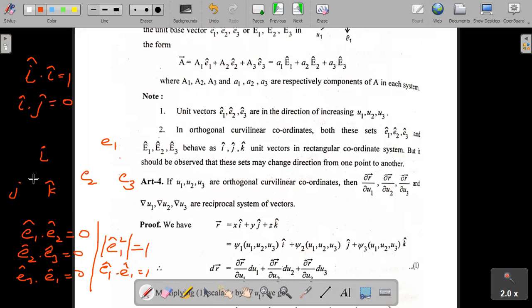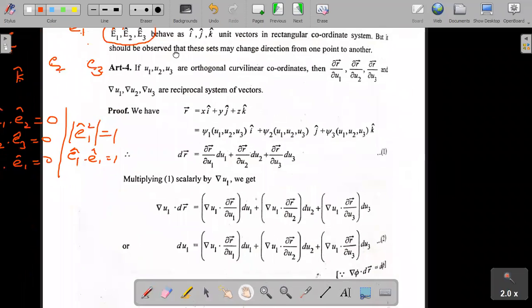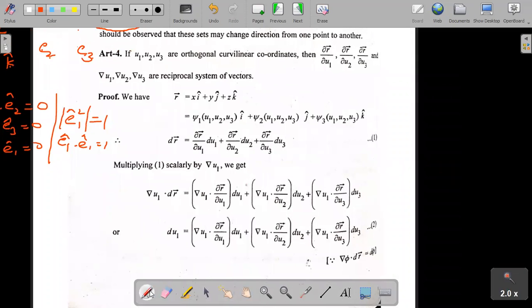All those rules, like I cross J is K, J cross K is I, K cross I is J. Similarly here, E1 cross E2 is E3, E2 cross E3 is E1, and so on, right? So all the things, the same results will hold for the set E1 cap, E2 cap, E3 cap. Is it fine? Yes, ma'am. Right? Okay, so now let us try to find the other small observations, right?